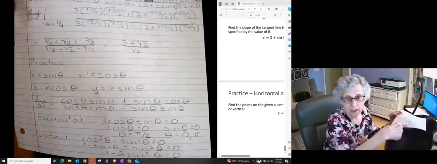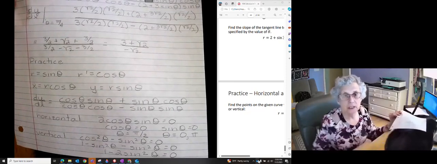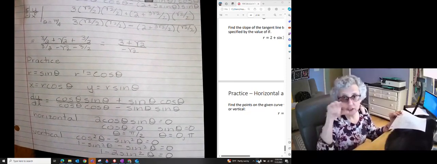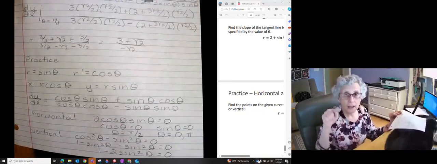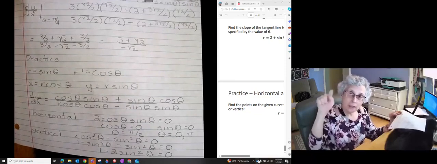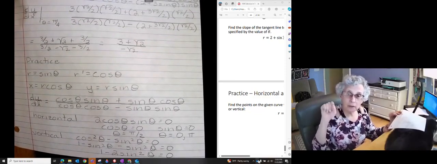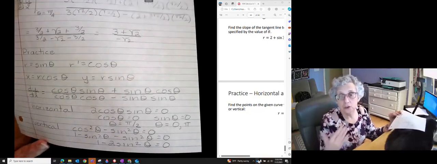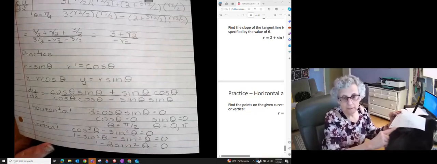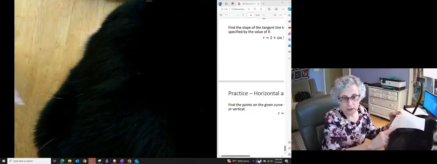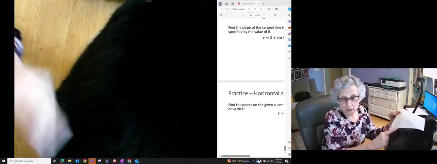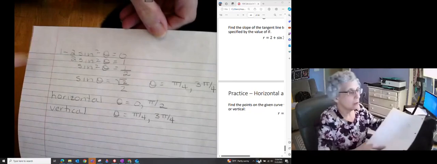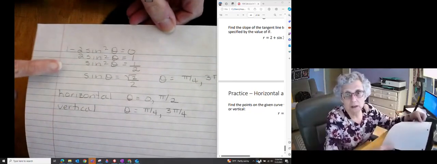I set my numerator equal to 0, and I remembered that this is a circle that lives above the axis, and I only have to find answers that are in the period from 0 to pi because that's what it takes to draw this graph. And then I took the denominator, set it equal to 0 to find where it's vertical. She wasn't much help, but I still got it done.